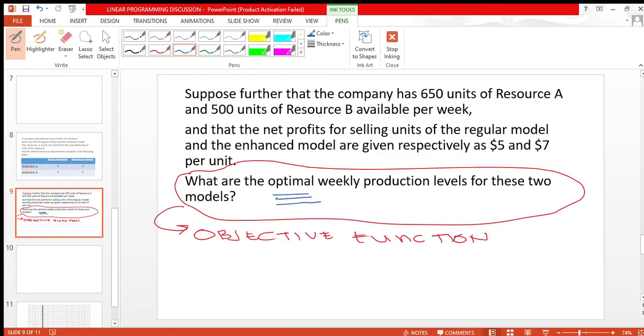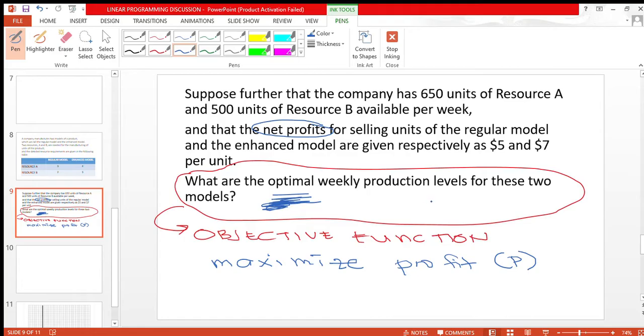But what are we optimizing in the problem? If you go back to the problem, what we would like to optimize is our net profit, based on these production levels. So our objective function here is to maximize the profit, and let's call the profit P. The profit will be based on the production levels per week per model. So we have two models, the regular model and the enhanced model.